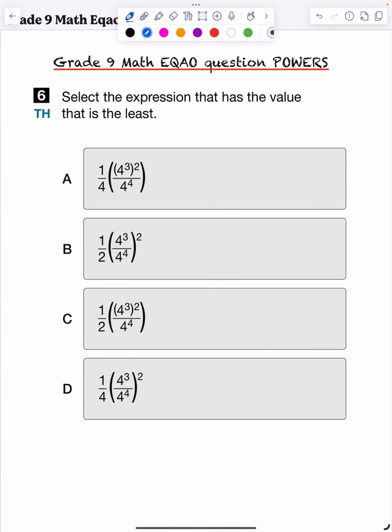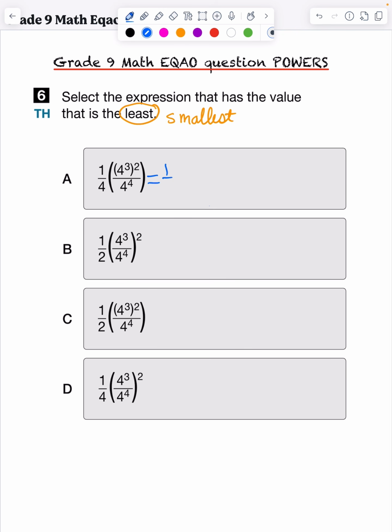Select the expression that has the value that is the least. The least means that we are looking for the smallest value. We're going to look at each question individually and then compare the answers at the end.